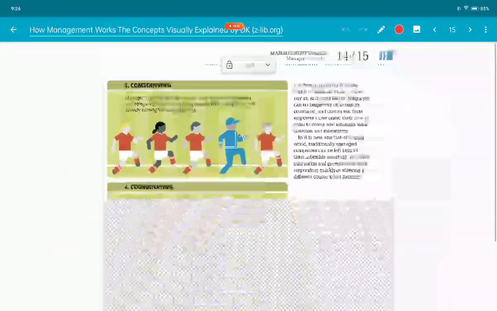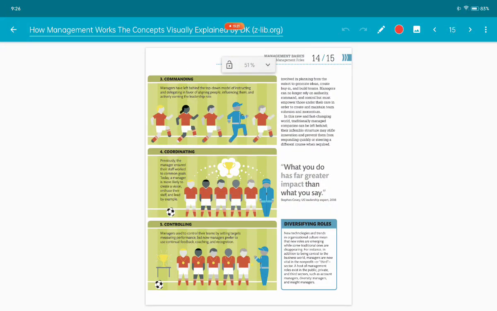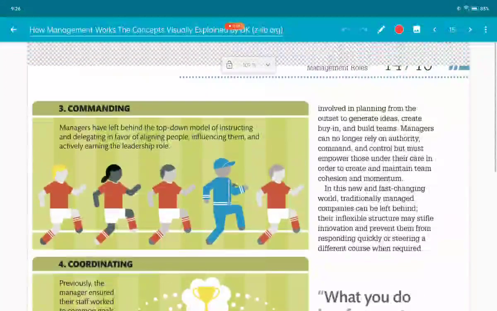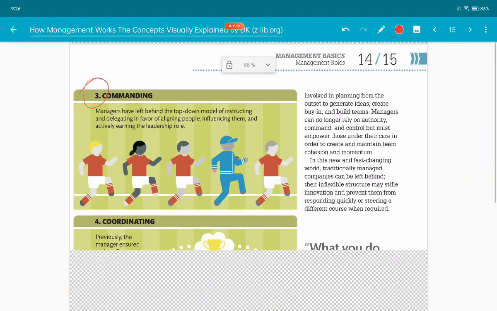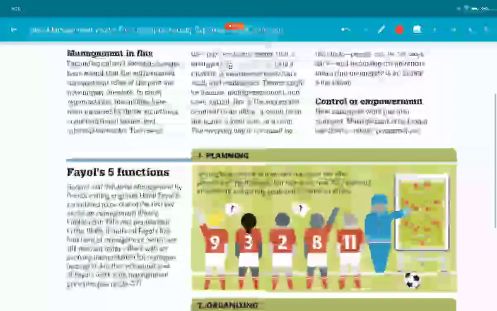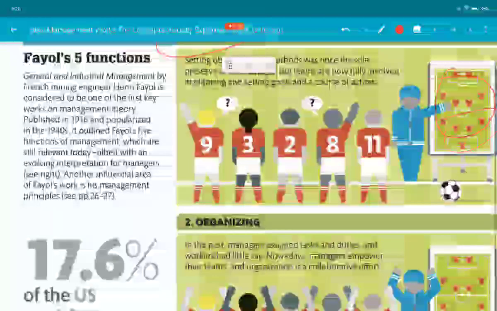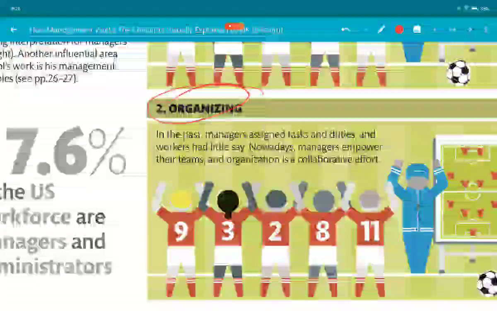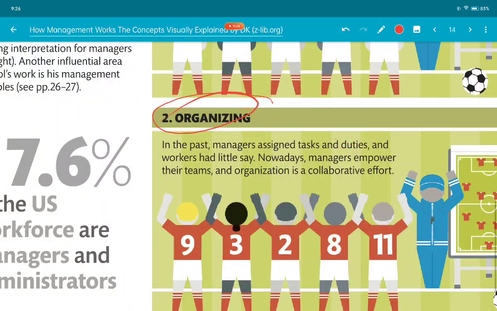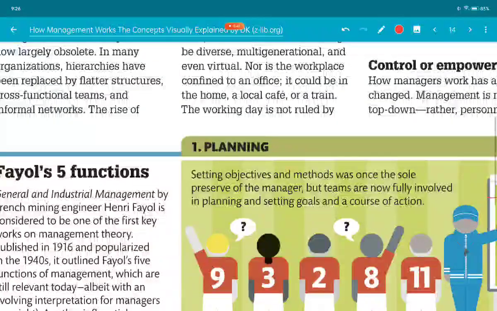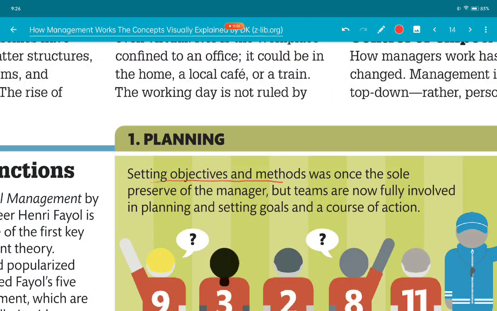Commanding. We'll finish this, the last part of this video, part 3. Number 3 is commanding. We are talking about Fayol's five functions. First is planning, how we plan, which is very important. Then there is organizing. In the past, managers assigned task duties, as I already told. Now setting objectives and methods was once the sole preserve of managers, but teams are now fully involved in planning and setting goals and courses of action.